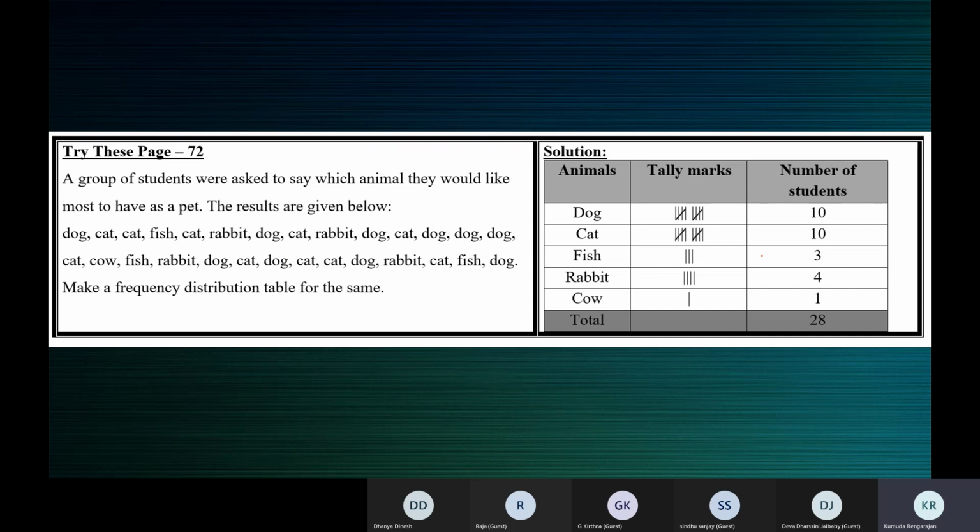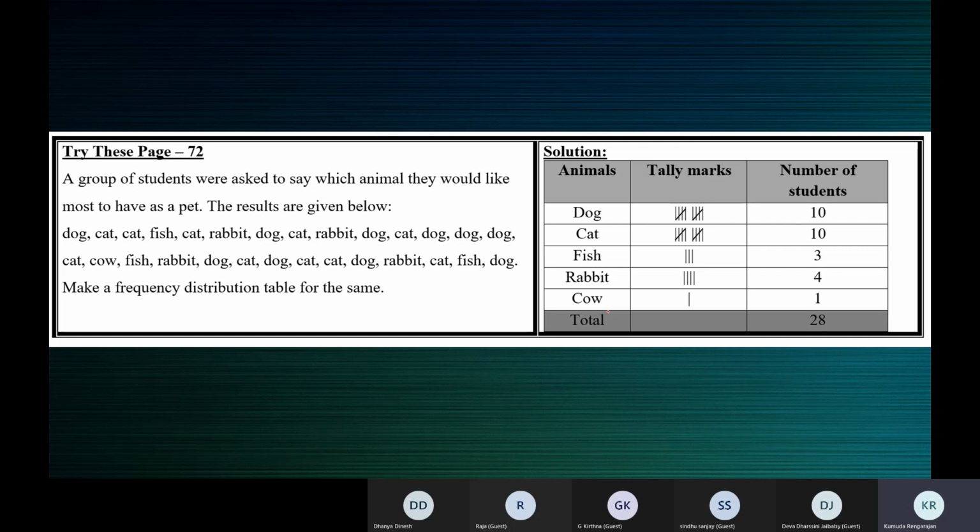And we have tabulated their answers in the form of a frequency distribution, where this column, the data is about pet animals. And what you see here, these numbers are called the frequencies. 10 students like to have dog as a pet. 10 other students like to have cat as a pet. 3 students like to have fish as pet. And 4 students wish to have rabbits as pets. And there's only 1 student who would like to have a cow as a pet animal.